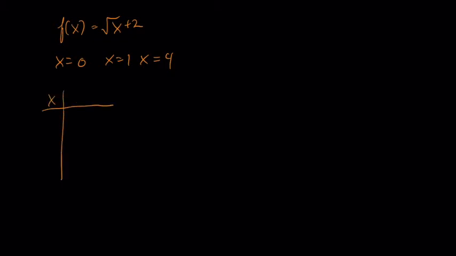So I have when x is 0, 1, and 4, I know that's going to give me some really perfect y, f of x values, right? So if x is 0, that means the square root of 0 plus 2, which is 2. If x is 1, I have the square root of 1 plus 2, which is 3. If x is 4, I have the square root of 4 plus 2, which is 2 plus 2, so 4. Now I found 3 beautiful points on my graph.